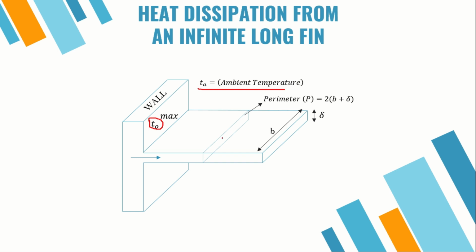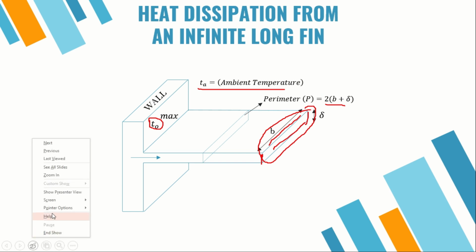Here this shaded region represents the width and the thickness. The perimeter of this area is 2 into B plus del, as B is the width and del is the thickness. So the perimeter would be equal to 2 into B plus del, as 2 times B here and here, and del represents the thickness here and here.